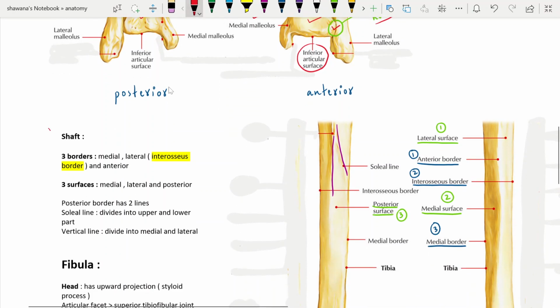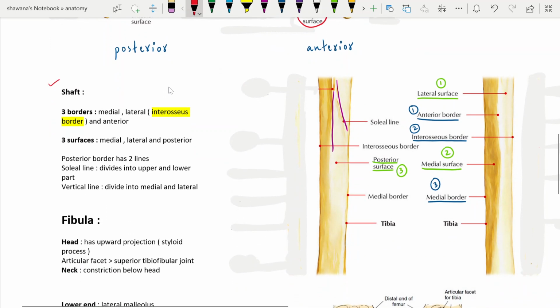Then the shaft. The shaft is the area between the two ends of the long bone, and it contains borders and surfaces. There are three borders: the medial border, the lateral border, which is also known as the interosseous border, and the anterior border. It is the lateral border because the interosseous border is between the two bones. As you know, the fibula is present on the lateral aspect of the tibia, so interosseous means the border between the two bones.